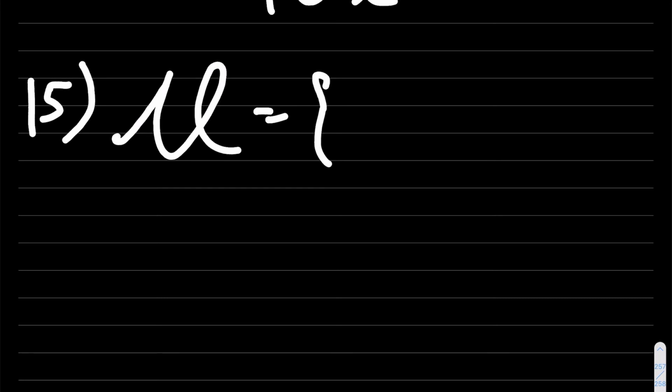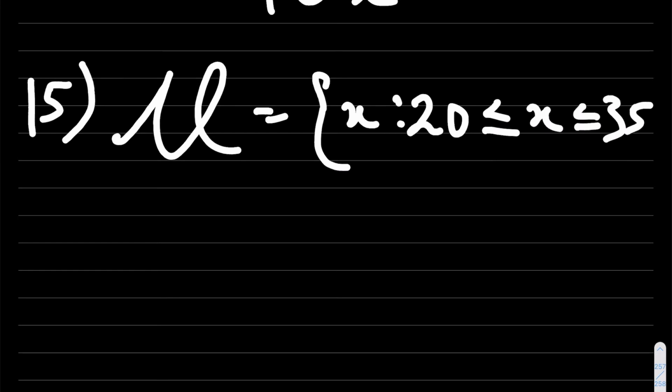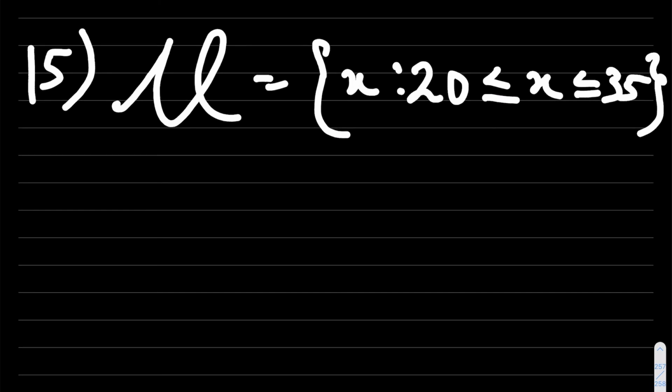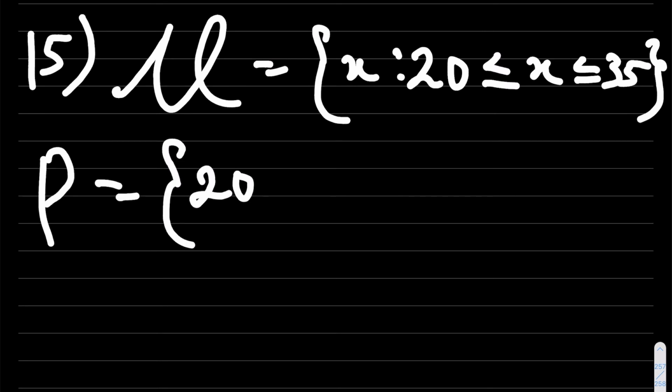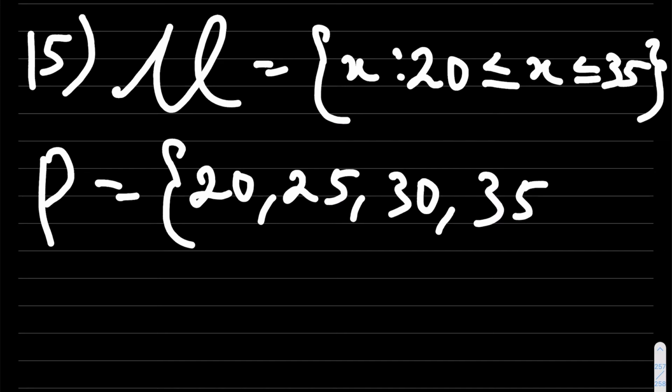Set U, which has element x such that 20 is less than or equal to x, and x is less than or equal to 35. That simply means the elements of a set U are numbers from 20 to 35. So what are the elements of P? The elements of P will be multiples of 5. The multiples of 5 from 20 to 35 are 20, 25, 30, and 35.